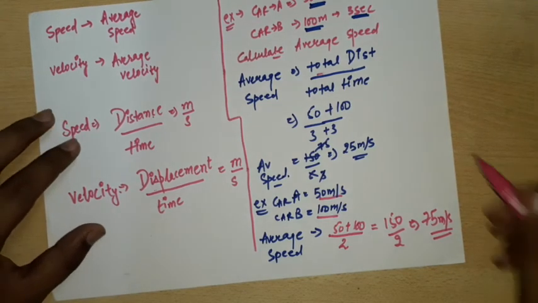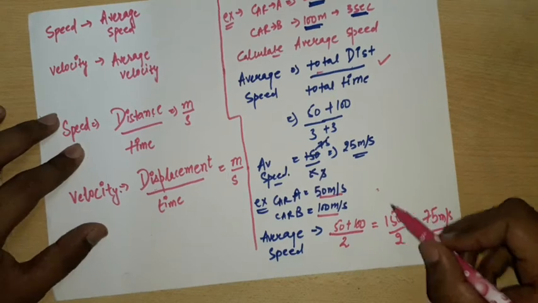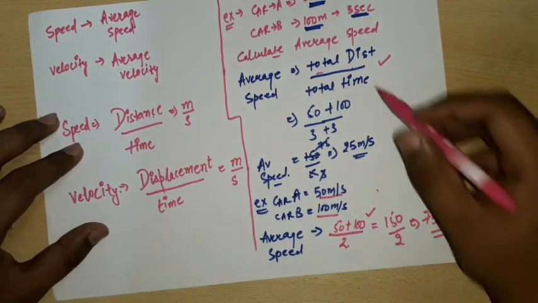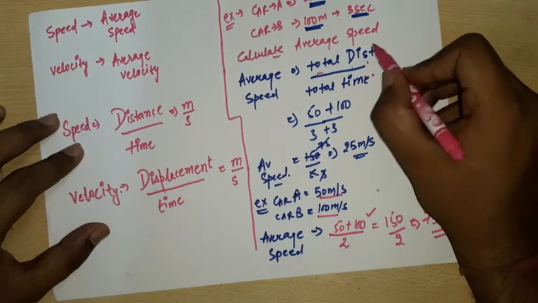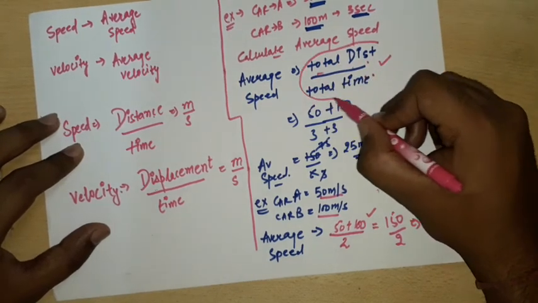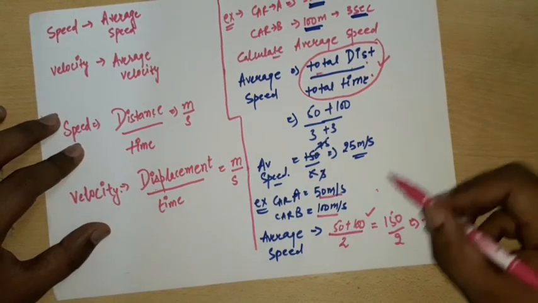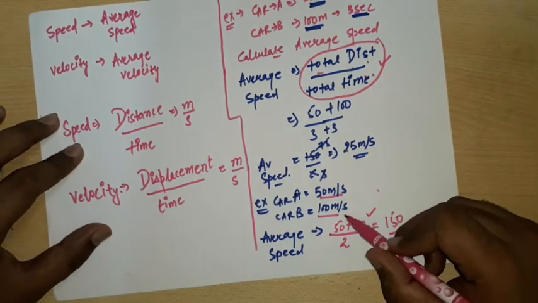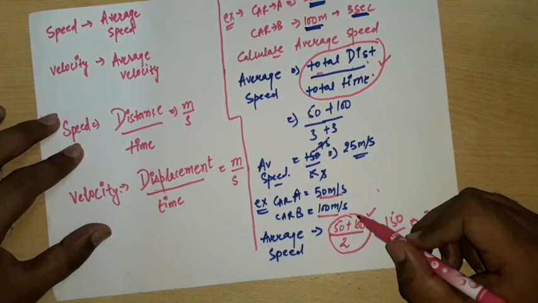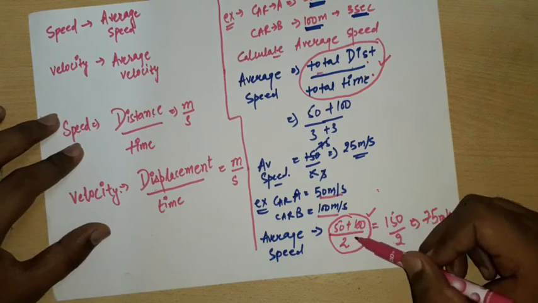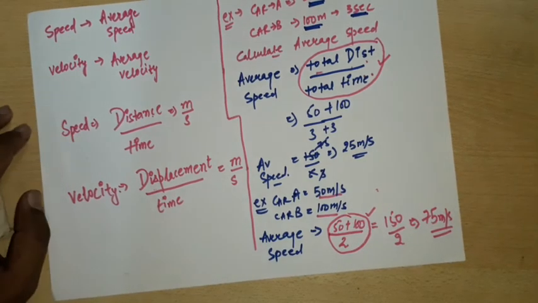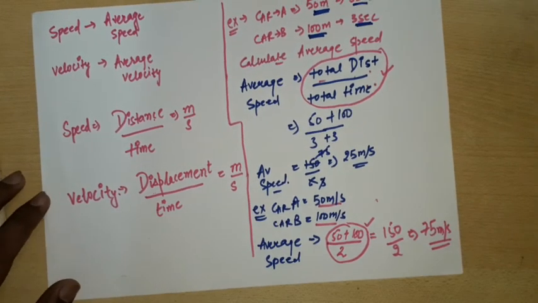So there are two methods. First is this, second is this method, right? In the question, when it is given distance upon time, then you will apply this formula. And if distance upon time is not given, directly speed is given, then you can apply this formula. Suppose there are 3 speeds. So what you will do, you will add all the 3 speeds and divide by 3, right? This is average speed.